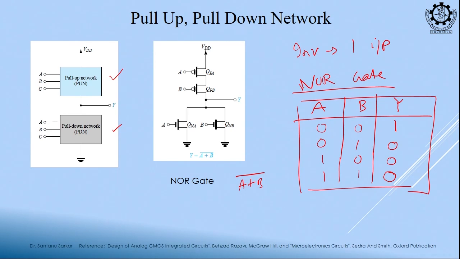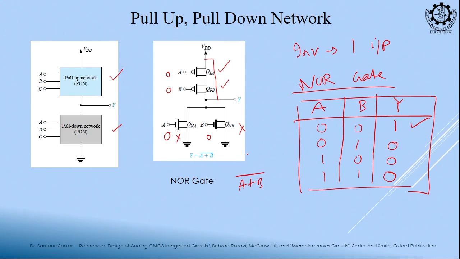So, let us analyze. Suppose A is 0, this NMOS is off. B is 0, this NMOS is off. Is there any connection to the ground? Can the output be 0? No. A is 0, this PMOS is on, B is 0, this PMOS is on, the output is shorted to VDD. Matched, verified, working. Okay, first case done.